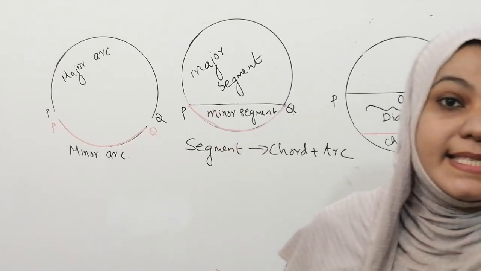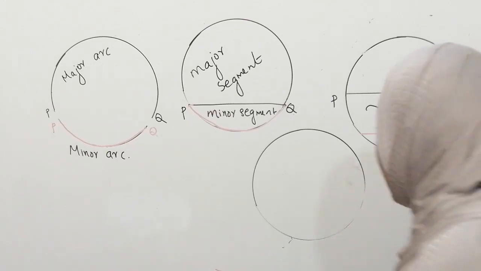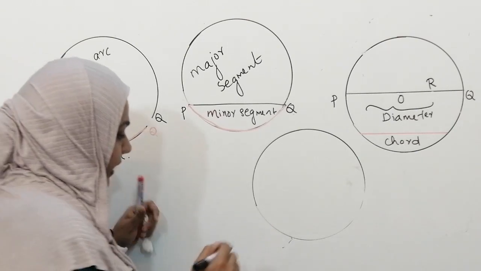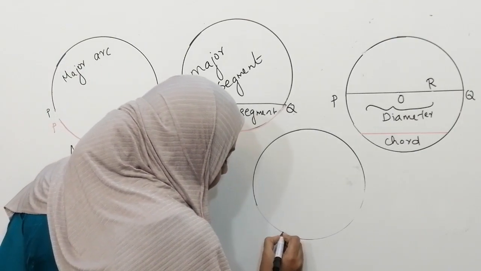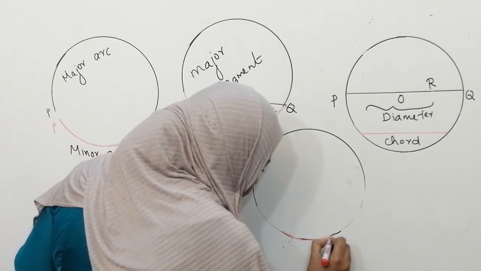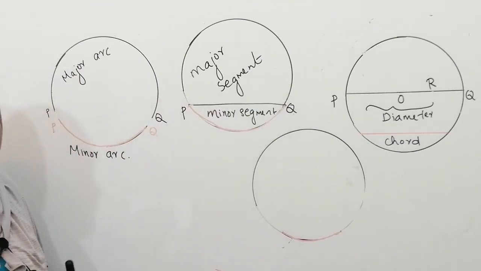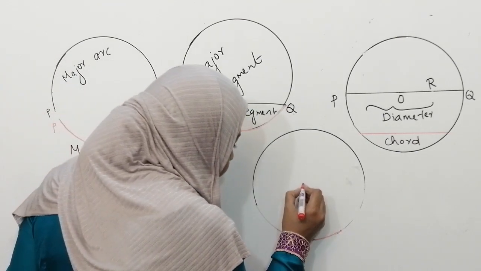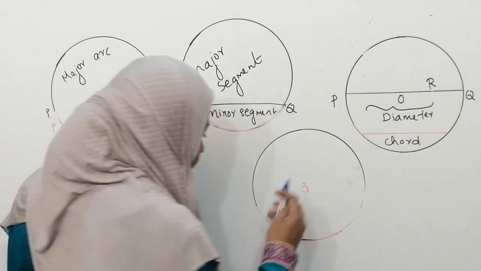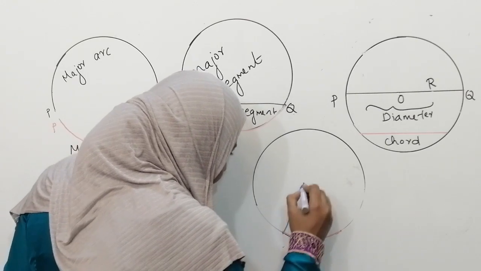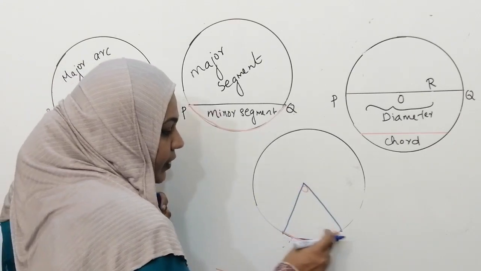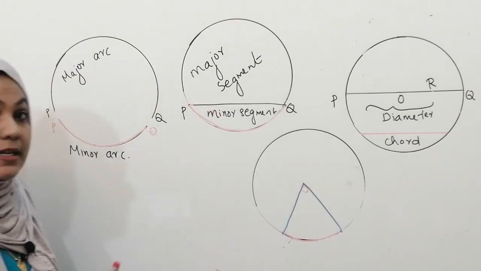So now we can learn what is a sector. So what is a sector of the circle? An area covered by, you can see, an area covered by an arc. So here I am marking the arc. Area covered by an arc and two equal radii. So this is our center. So I am marking here two equal radii from the center of the circle to the endpoints of the arc. So this is called a sector of the circle.